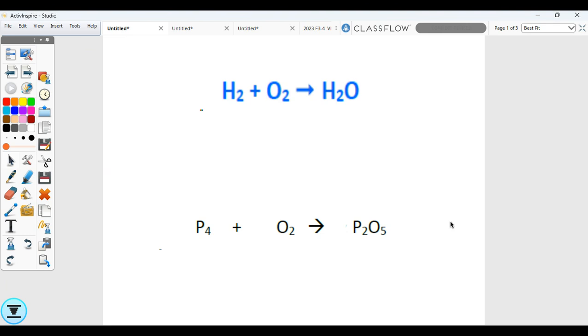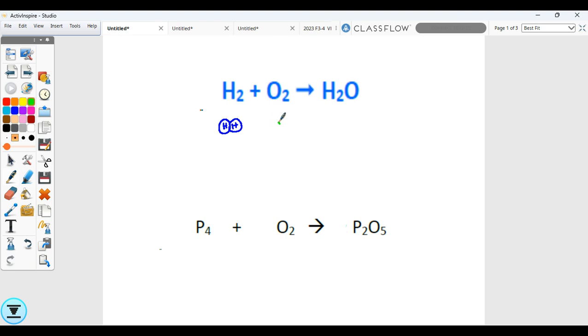Hi, I'm doing this quickly again. If you look at H2 plus O2 gives you H2O, just the normal water reaction. So what these small numbers mean is that in each molecule, I think you know this already, there's going to be one hydrogen and there's going to be another hydrogen attached to each other. It's a diatomic molecule, and then the oxygen would be the same.